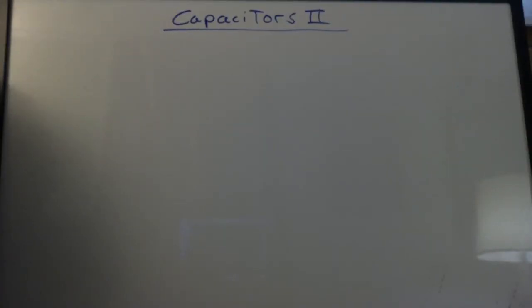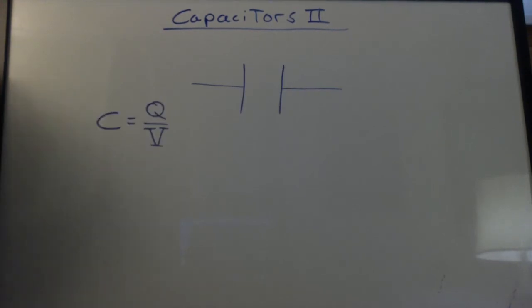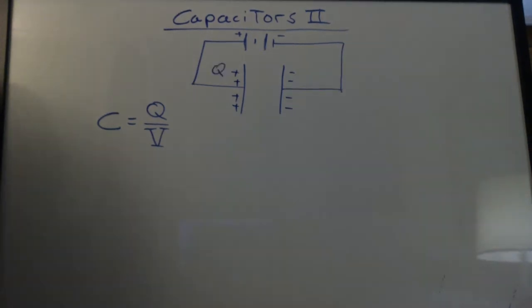Here's some more about capacitors. Here's a capacitor, and the formula for capacitance is the charge over the voltage placed across the plates. The charges were placed on the capacitor plates by the battery. The question I have is, what is the total charge on a capacitor?